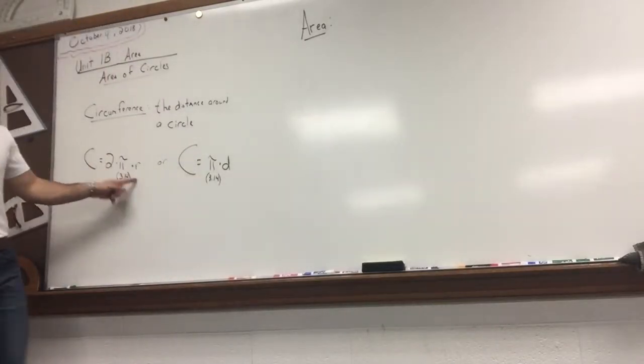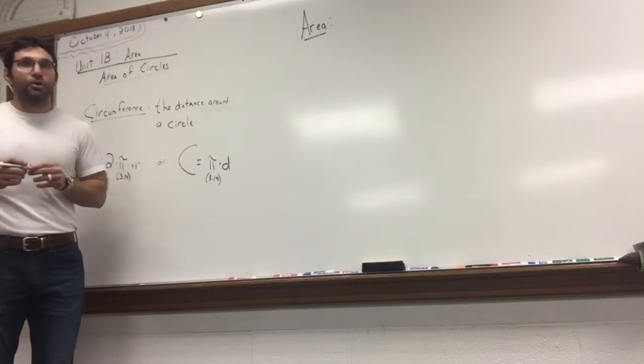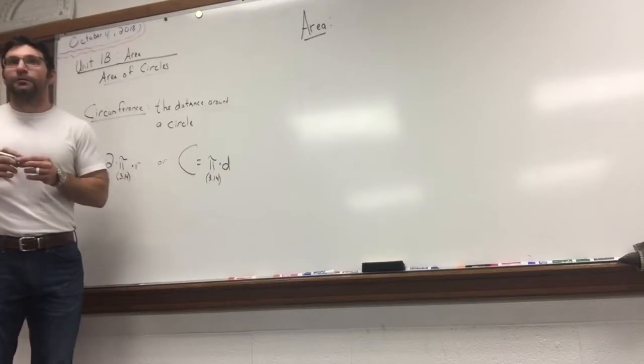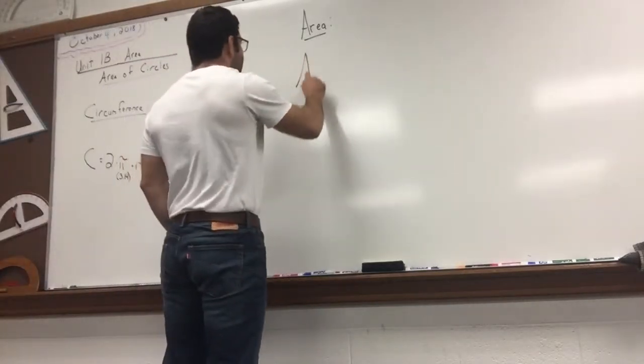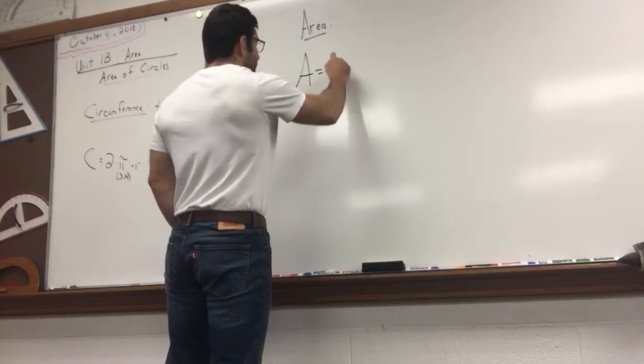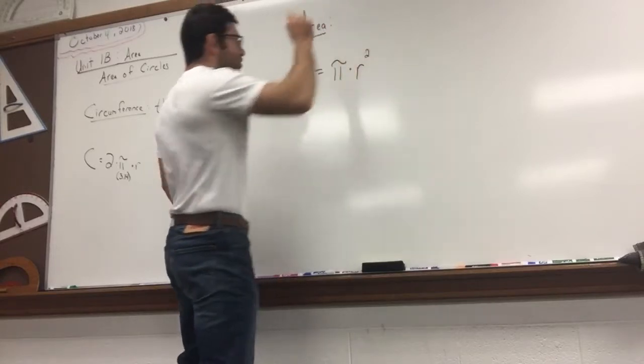Notice how circumference had radius and diameter? We do not use the diameter for area. The area of a circle is A equals pi times r squared.